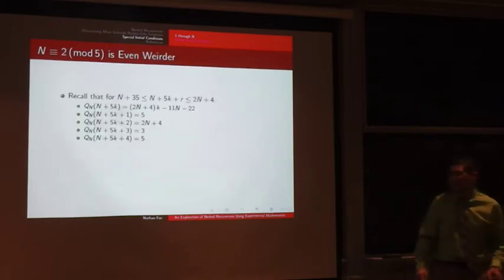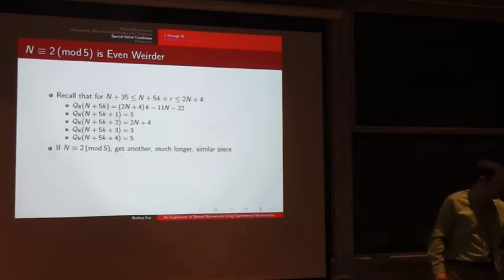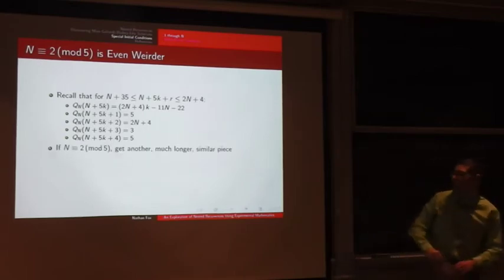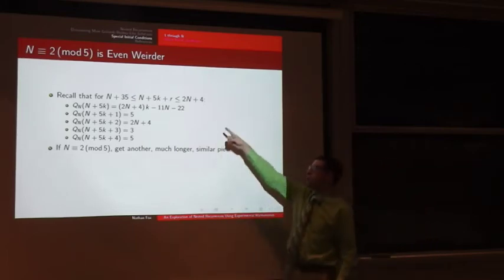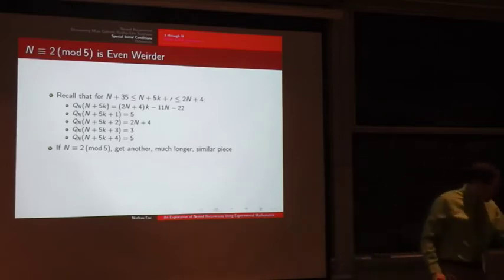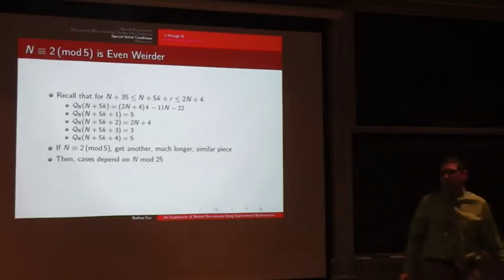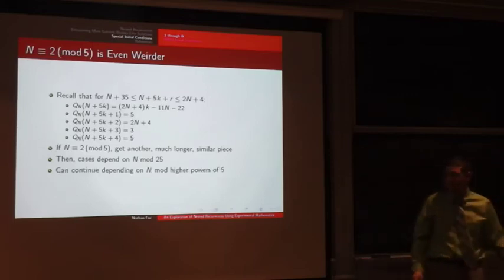How about 2 mod 5? So this is the pattern we had before. If n is 2 mod 5, we actually get another thing that looks like that, starting just a little bit after that and going till about the square of that. So it lasts a lot longer. And then we have to look at cases about n mod 25. And it might keep going.